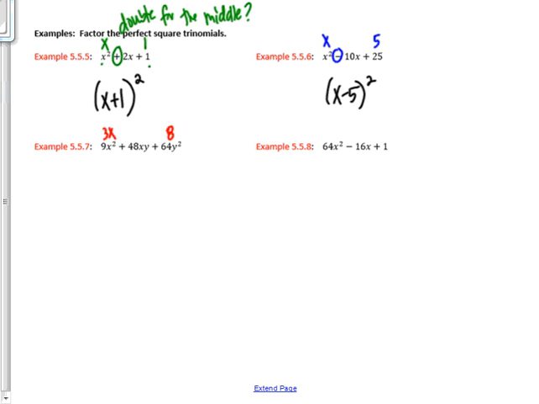Okay, and I say, all right, can I multiply the red and double it for 48? Well, if you, oh, I left out a y, sorry. What do you get if you multiply the red? You get 24xy. Can you double 24xy for 48? Yep. So there's my answer, 3x plus 8y squared.